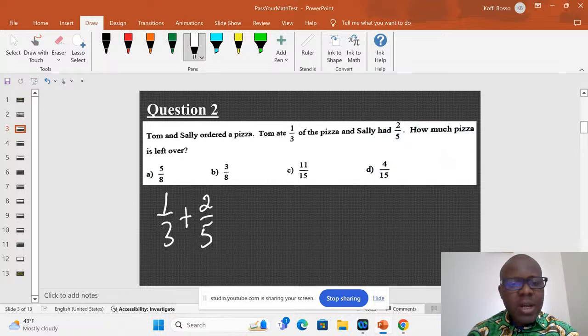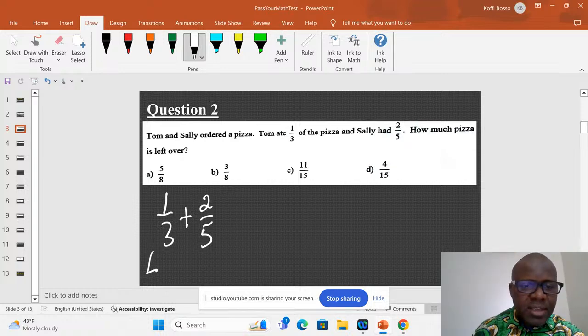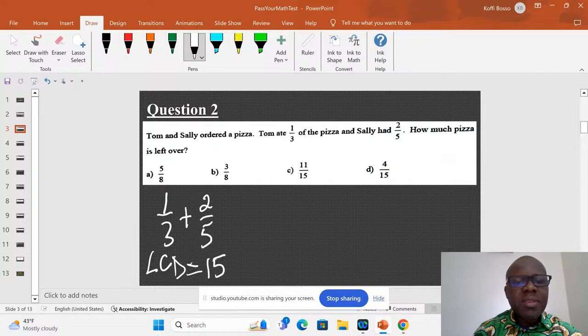We don't have the same denominator, so we need to find that same denominator, which we call the least common denominator or lowest common denominator. And that least common denominator here is 15, which is 3 multiplied by 5. This one is simple. In a more complicated addition of fractions, you're going to use a different method to find the least common denominator. Here, we can just multiply 3 by 5 to get 15.